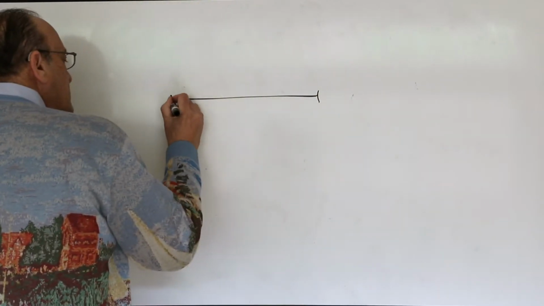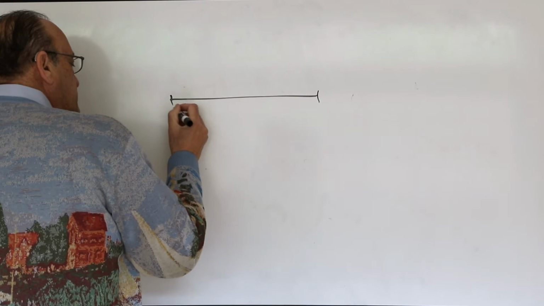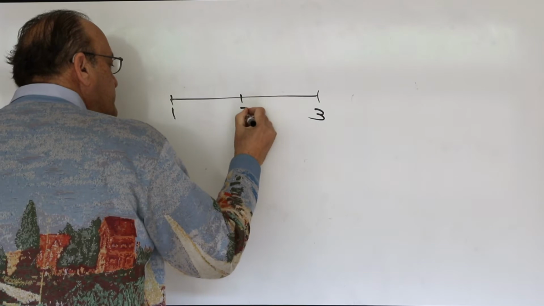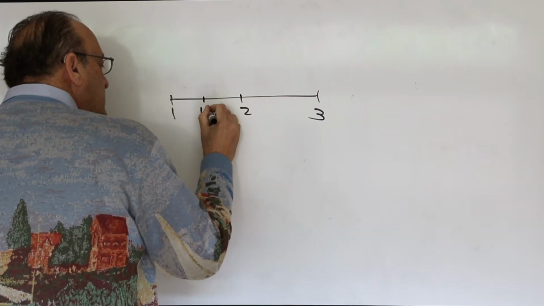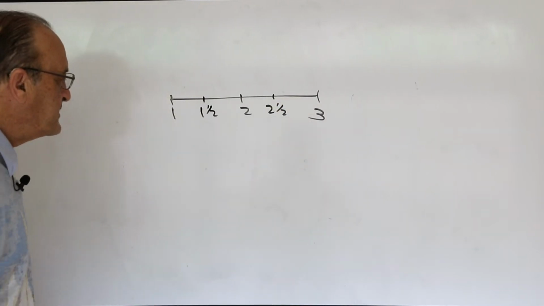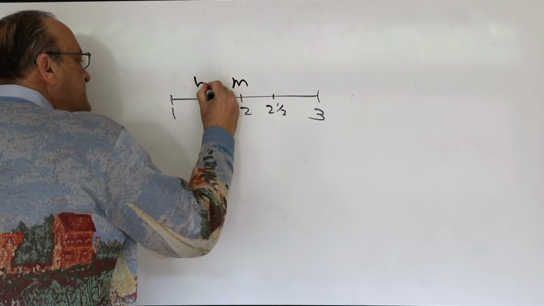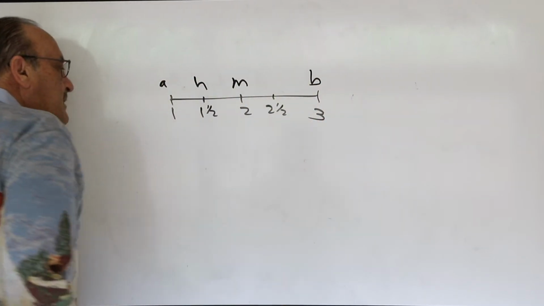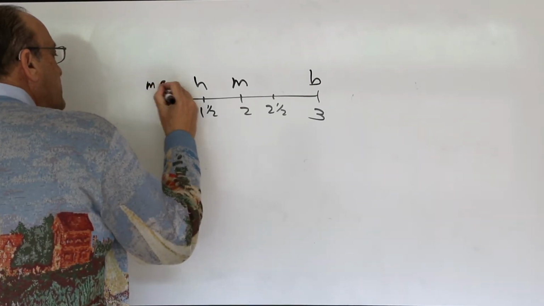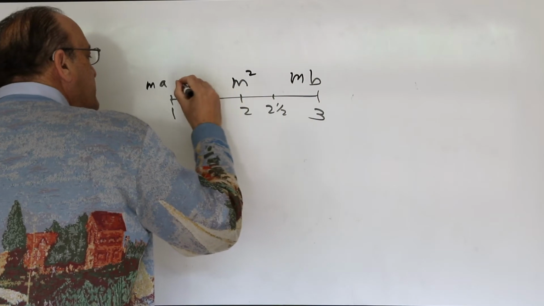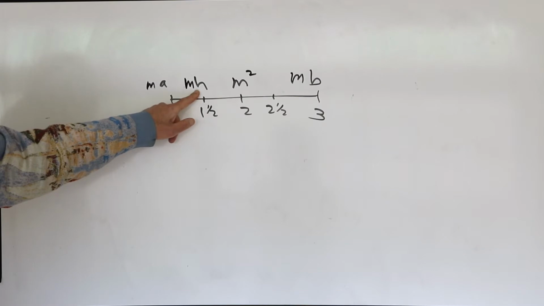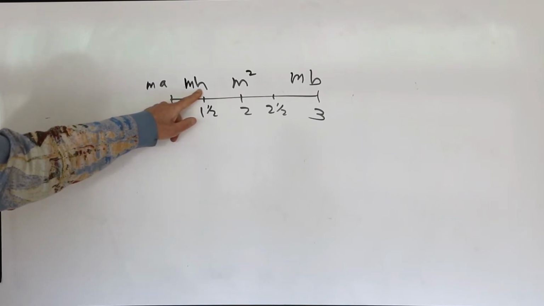we already looked at the case where we had 1 and 3, and we had 2 and 1.5. And this was M, and this was H, and A and B. If we times everything by M, we end up with M times A, M times B, M squared, and MH. Well, MH is equal to AB, and A times B is a whole number times a whole number.